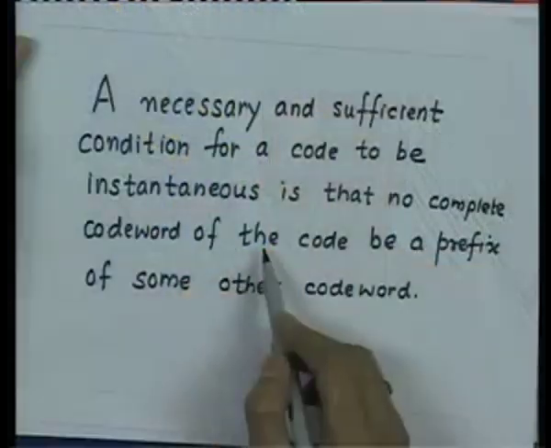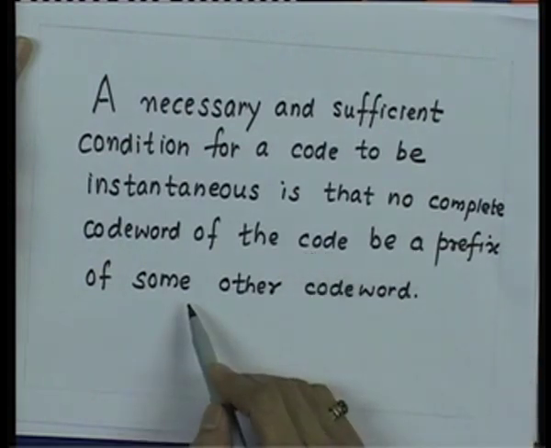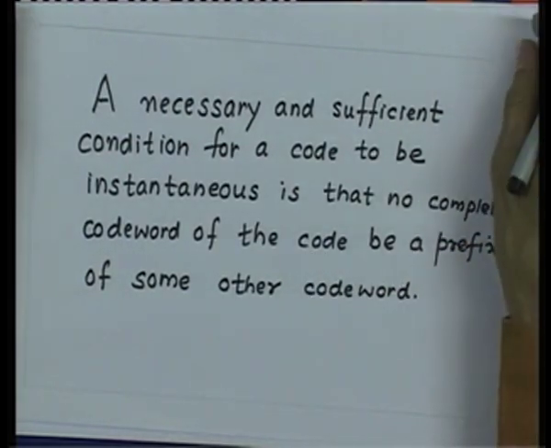code is not instantaneous. So, we started with the assumption that if xi is a code word, a prefix of another code word xj, then the code cannot be instantaneous. So, this proves both the necessary and sufficient condition of the test, that for a code to be instantaneous, no complete code word of the code should be a prefix of some other code word.